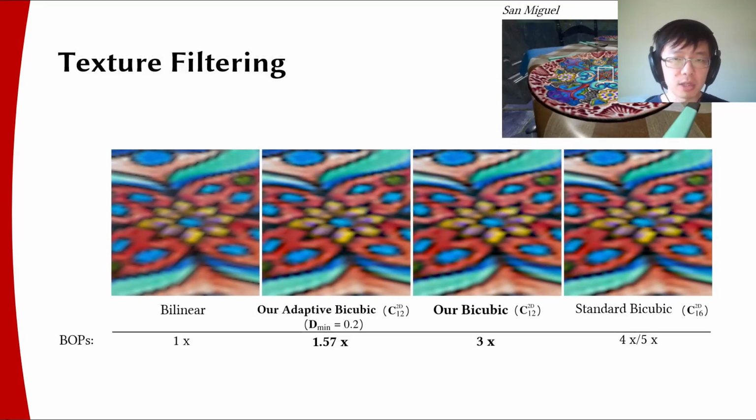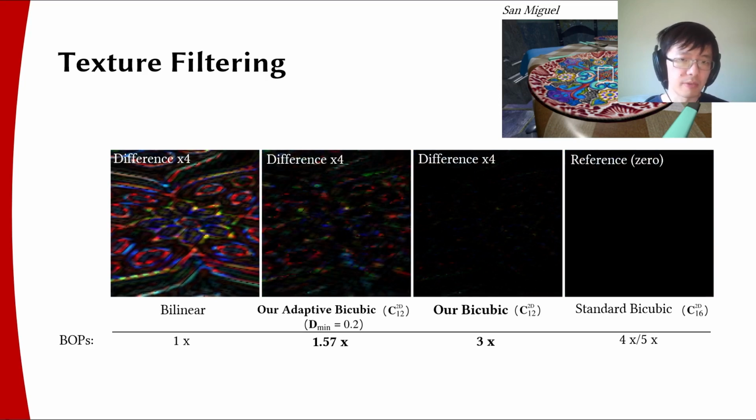For texture magnification filtering, our adaptive bicubic interpolation also achieves heavy reduction in bilinear operations compared to the full 16-point bicubic interpolation and 12-point bicubic interpolation, with only a small amount of error.